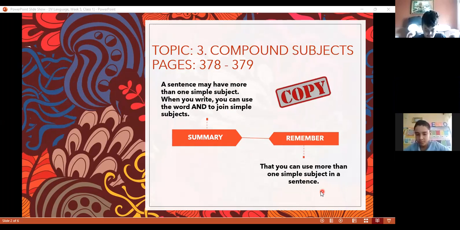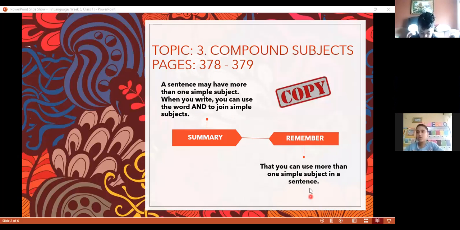A sentence might have more than one simple subject. When you write, you can use the word and to join simple subjects. Excellent. So it says when you write, you can use, and also when you are talking, the word and to join simple subjects. So we can have more than one simple subject, and that makes a compound subject.